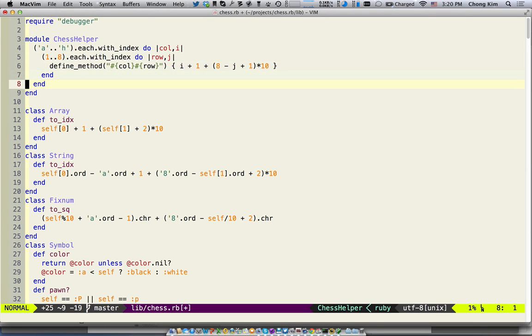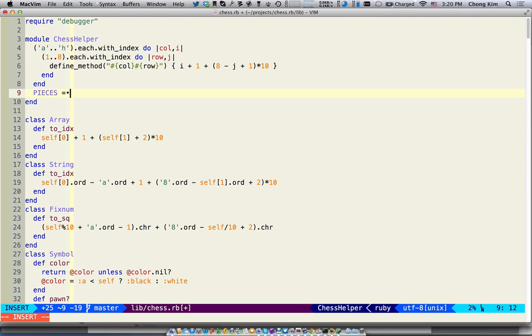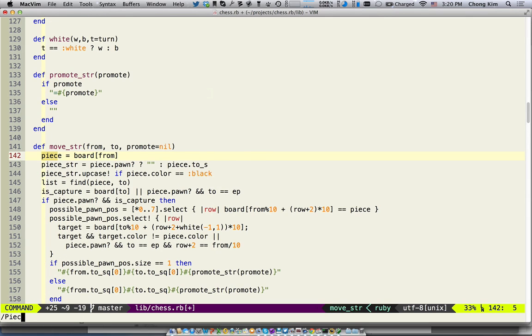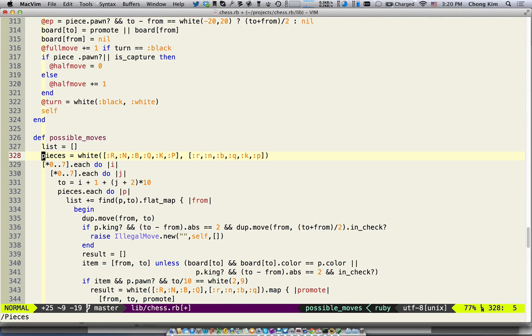So under chess helper, I'm going to create pieces, and that's going to be rook, knight, bishop, queen, king, pawn, rook, knight, bishop, queen, king, pawn. Okay, and then I need to do this. Okay, so now I have the complete set of pieces. Okay. Interesting.